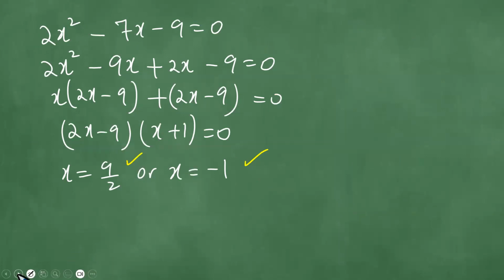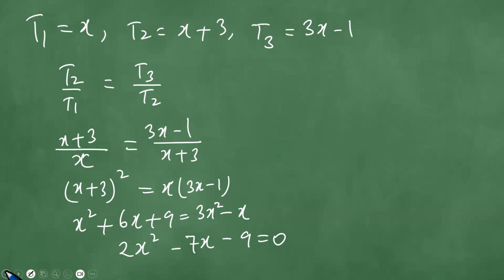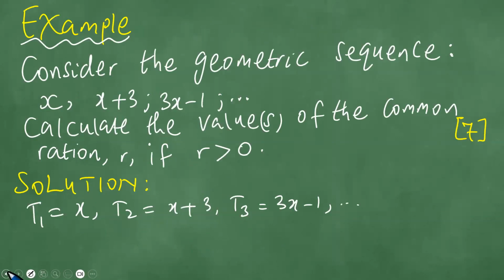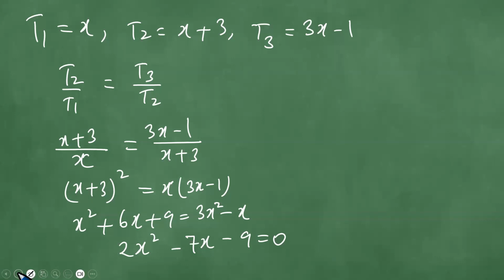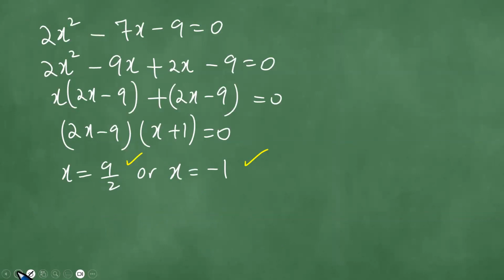Now, there are a couple of things that we need to consider, right? Because you have to consider the geometric sequence, we need to calculate the values of x. If the common ratio is positive, so we want the common ratio to be positive. So let's just check right now.